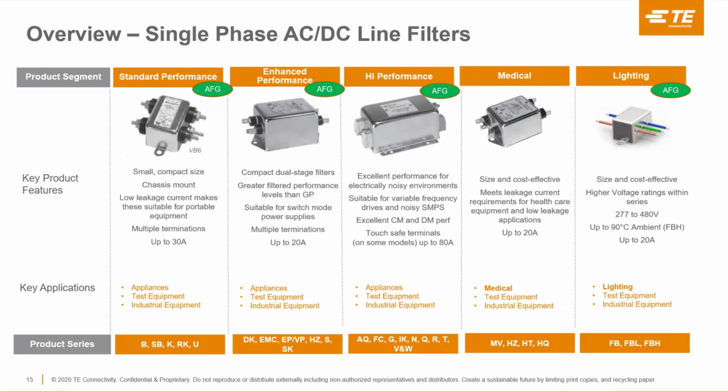So similar approach, an overview of all the single phase AC DC line filters here. So again, if the application is not using a power entry model, but running on a single phase power, we have the standard performance, enhanced performance, high performance, all appropriate for AFGs. Key applications can be appliance, test equipment, industrial equipment, and again, just really if it's single phase power coming in, these are the filters that would be used.